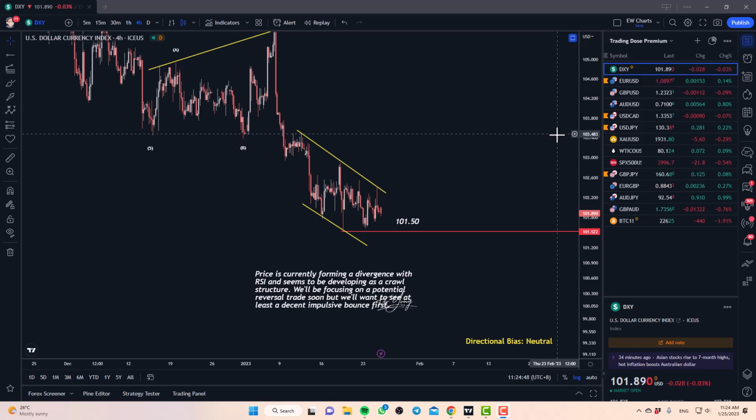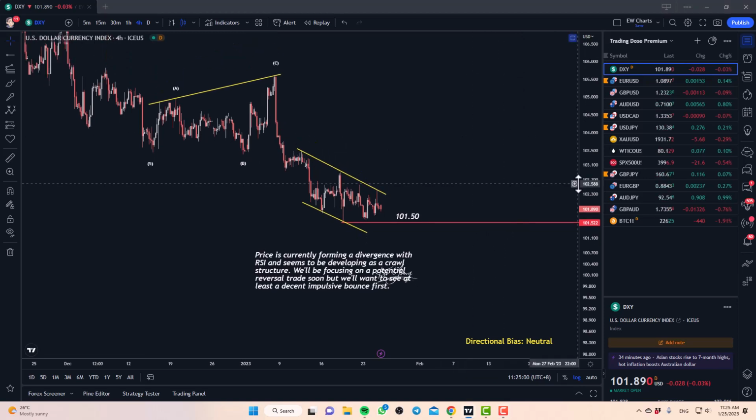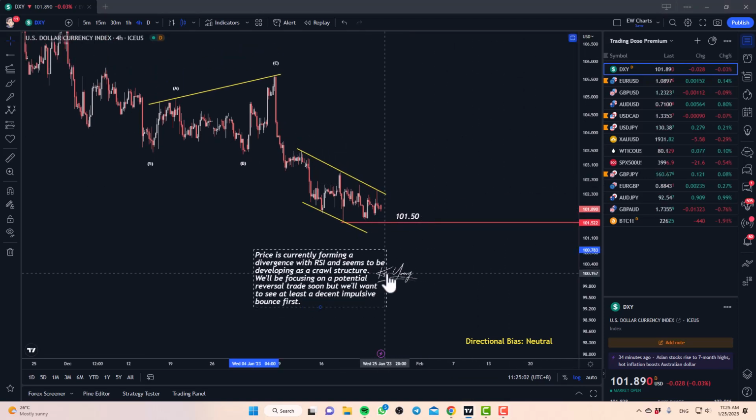So as usual, what we're going to do is look at some of the charts over here, walk you through some of the analysis and the thought process, at the same time sharing with you some of the opportunities that you can keep an eye on as well. So let's start off with the dollar index over here.